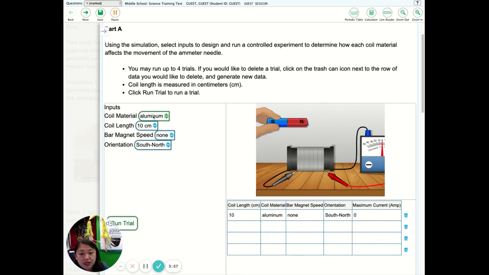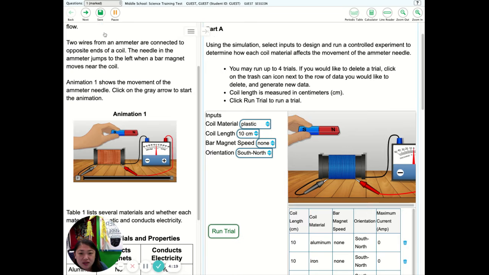If we just go through and test out each of the different materials as is, which you would find out if you did this, you would see that you don't get a current at all. And the whole point is we're supposed to determine how each coil material affects the movement of the ammeter needle. None of them made the needle move in this experiment. And the reason why is because our bar magnet was not moving.